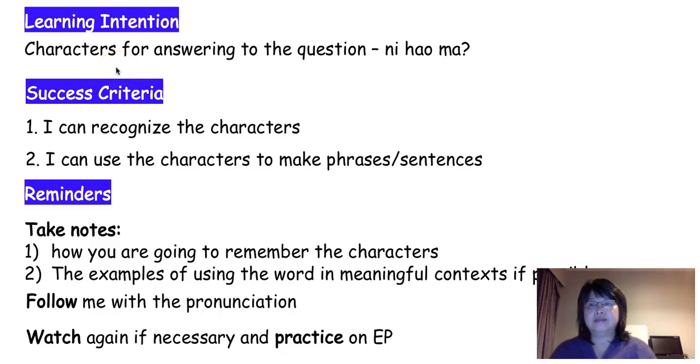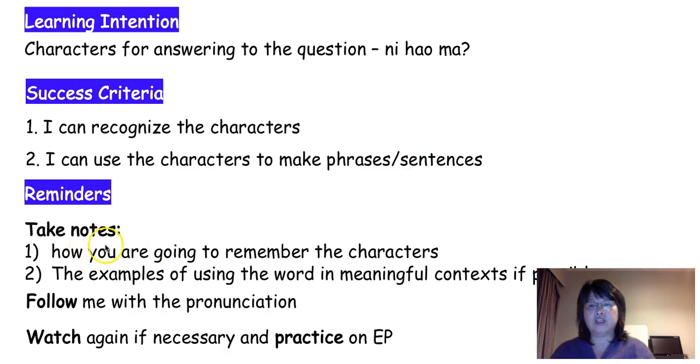你好. Now, we are going to learn the characters of answering to the question 你好吗? After you watch the video, you can recognize the characters. You can also use the characters to make phrases or sentences.